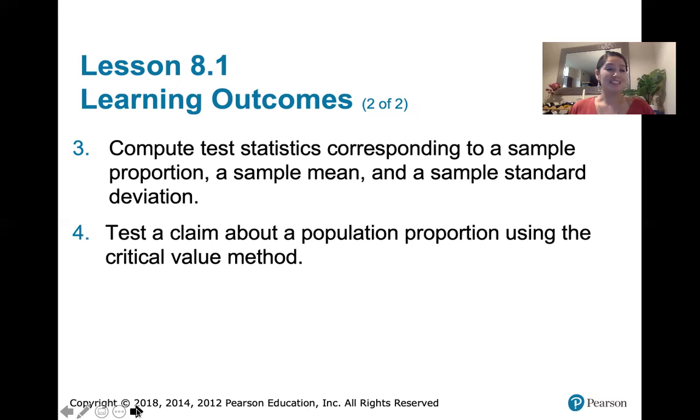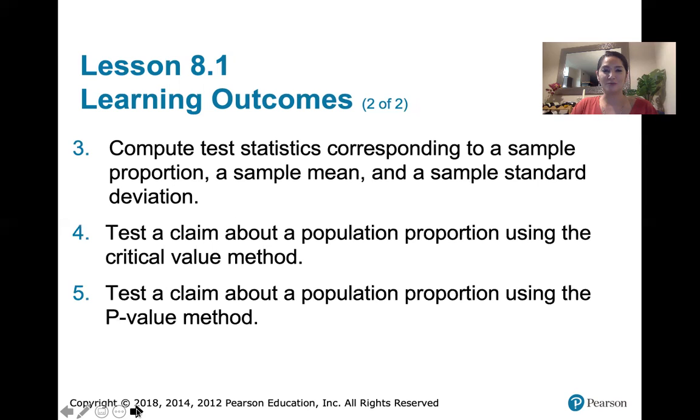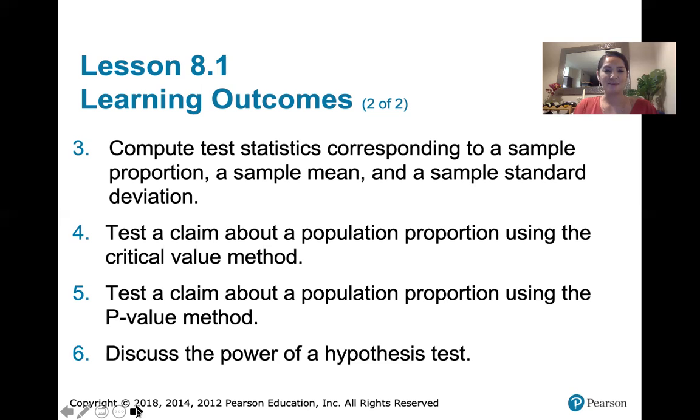And then finally, after learning outcomes number 1, 2, and 3, you're going to be ready to test a claim about a population proportion using the critical value method. So we're going to go through that method and talk about it and actually work on an example problem using the critical value method for testing a hypothesis about a population proportion. And then in learning outcome number 5, you're going to do the same thing, but instead of using the critical value method, you're going to use the p-value method.